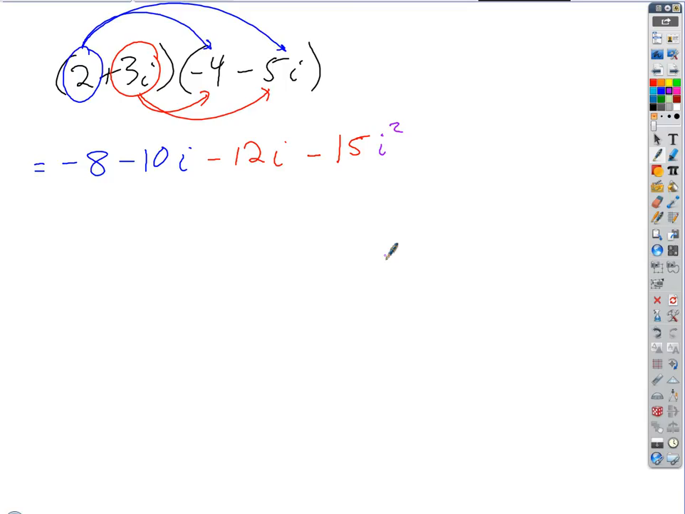i squared. Now, let's think about what's the definition of i? i is what? It's the imaginary unit, and the only reason that we ever invoke the imaginary unit is because we had a negative number under a radical, right?